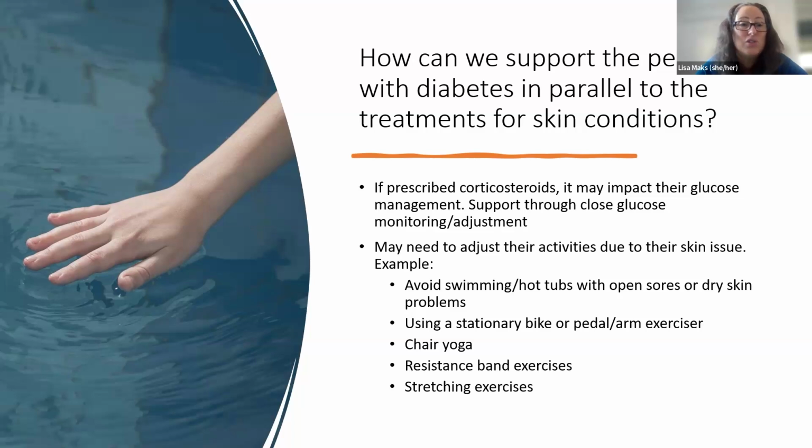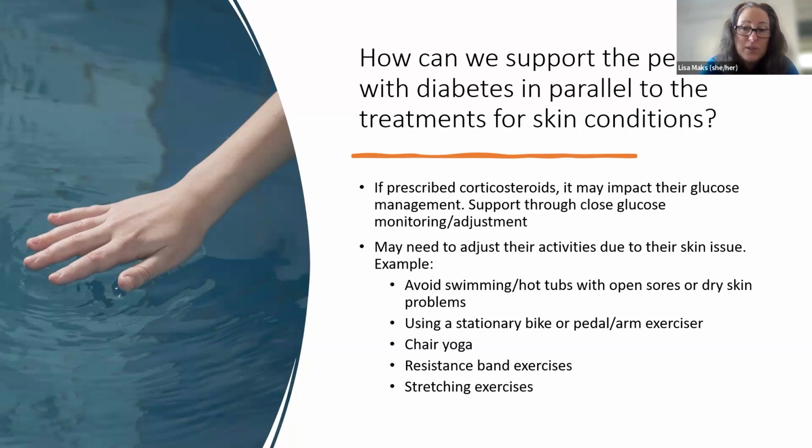Also noting that they may need to adjust their activity. So the pool is probably not a great place, or the hot tub when you have open sores or dry skin problems, and any public pool worth its salt has a sign up to say that you can't come in with those. But it's not a good idea to go into these chlorinated or brominated, harsh on the skin type scenarios. So maybe recommending using the stationary bike or a pedal or an arm exerciser.